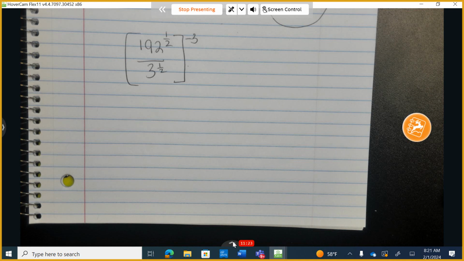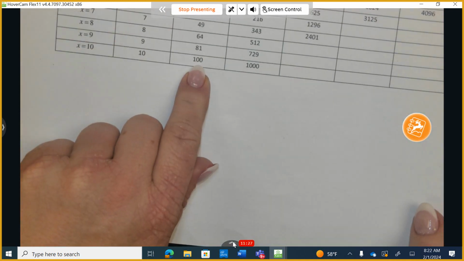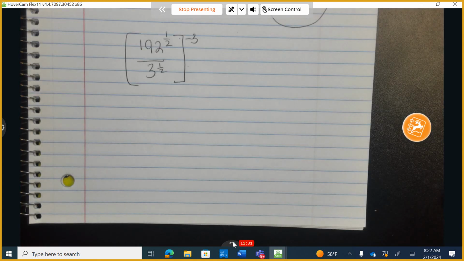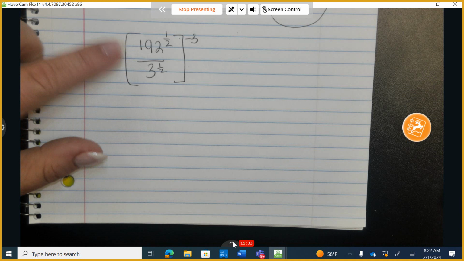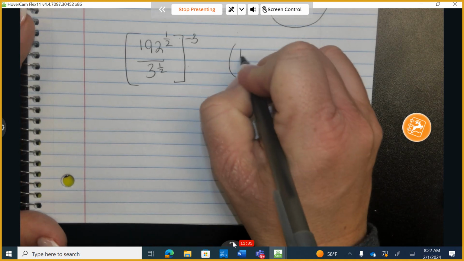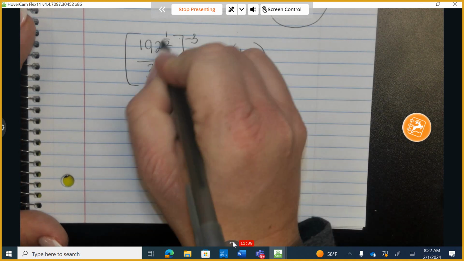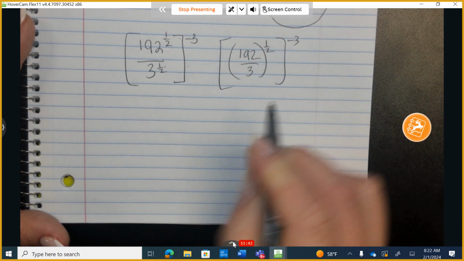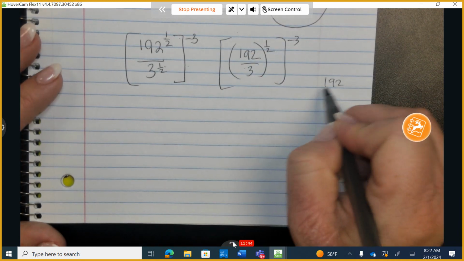So I'm looking at my chart, and although 192, I don't even know if it's here, 192 is past this point, I can see 3 is not on the chart. Remember, we're trying to do this without a calculator. So I'm going to rewrite this. 192 over 3, and they both have the same exponent. That's why I can do this.